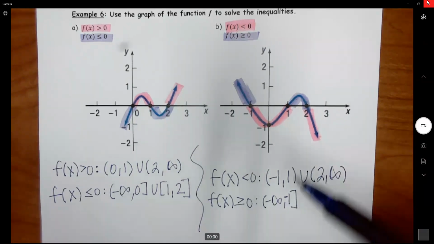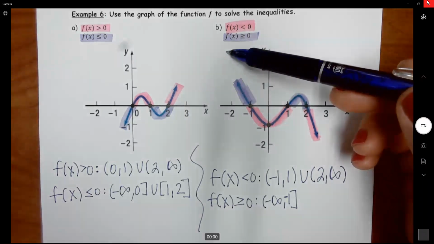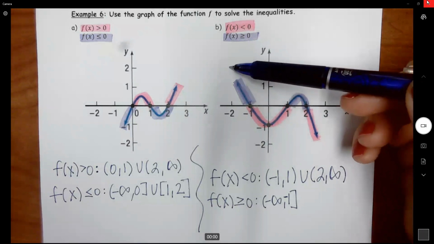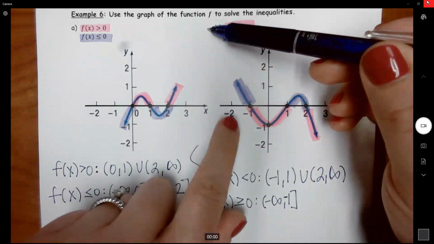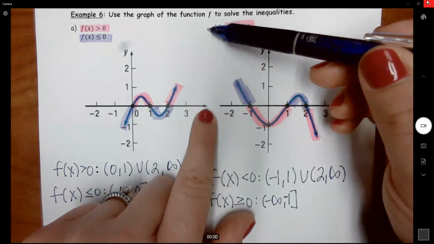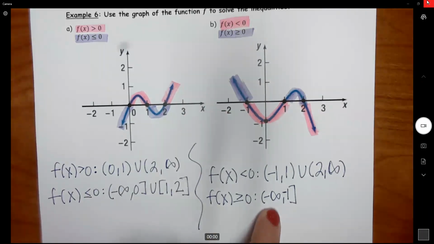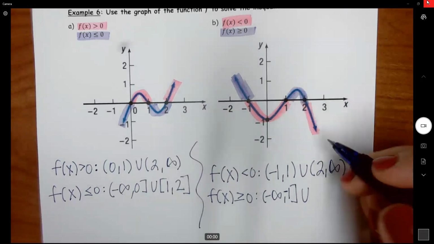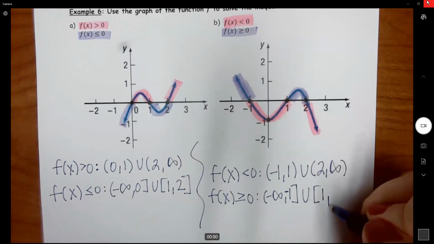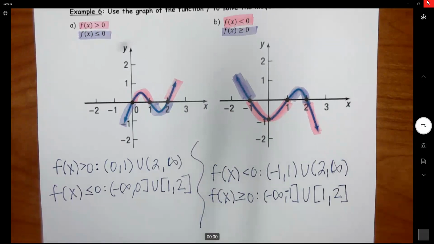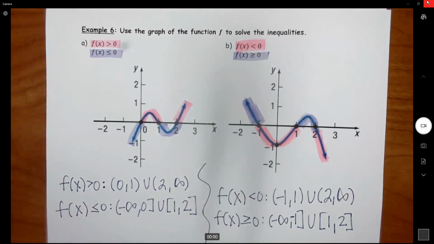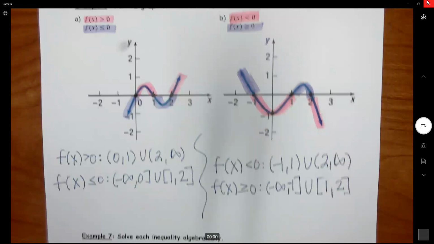And likewise here, just because this is going up, that represents the y values here. As this is going up, it's going to go out, and these x values are going to get less and less and less, so negative infinity. And then represent this portion here, which is 1 to 2. Okay. So that is solving inequalities when you have the graph.